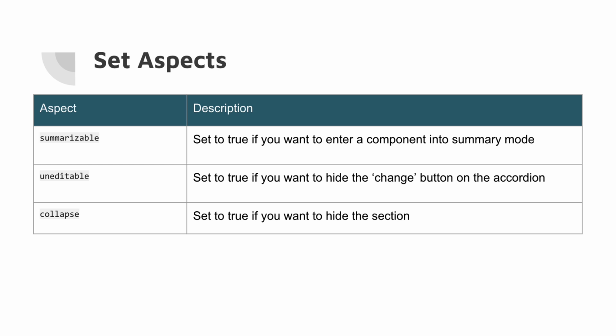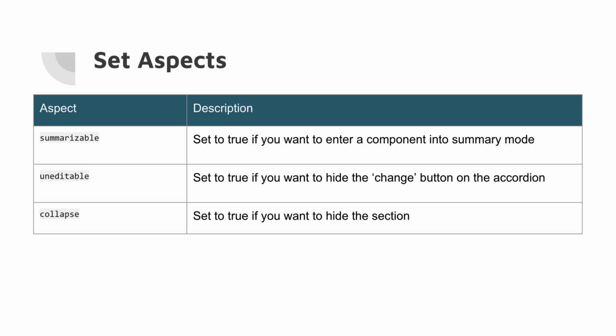Now we have the summarizable aspect here, which gives us the ability to put the component in summary mode. We have the uneditable, which allows us to hide the change button in the accordion, which I think is pretty powerful. We'll see this in my accordion view in a second, but there is a change button, which used to be, I think, edit in the last one if you were an accordion, and you really had no control over that button whatsoever.